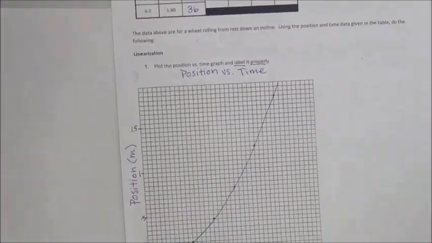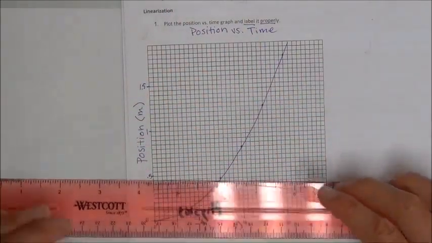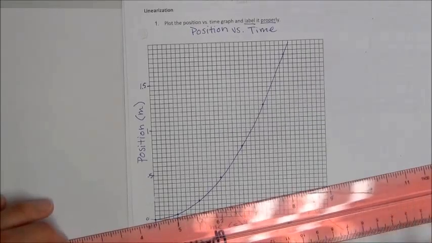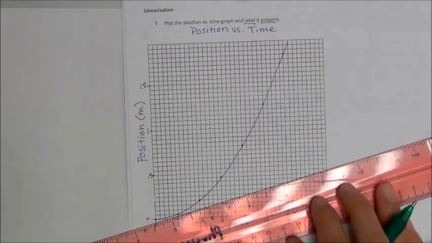So let's go back to our position versus time graph. You have a nice curve here, and you'll notice that our curve changes slope as time goes on. And a tangent line shows the slope of the line, or of the curve. So what you're going to do is take your ruler and you're going to put it up to your curve so that it touches the curve in one place.